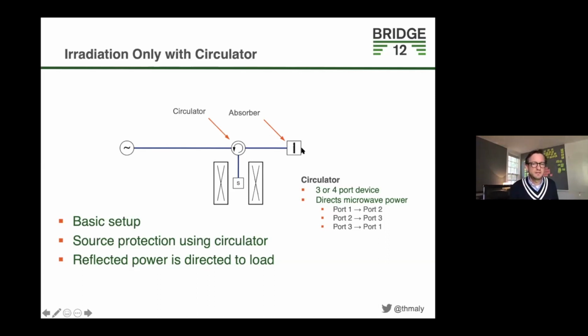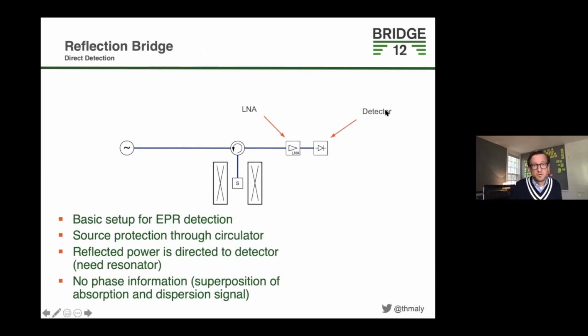So now you're looking at this device and say, wait a minute, now we're dumping everything in a load. Why are we not detecting that? So you can do that. This is your basic setup of a reflection bridge. You put a low noise amplifier here to pull the signal out of the noise, and then you put a detector here. This works very well if you have a resonator where you basically have no reflected power, and only if you have absorption of the microwave, it shifts the resonator condition a little bit, and then there's some power showing up here that you can detect.